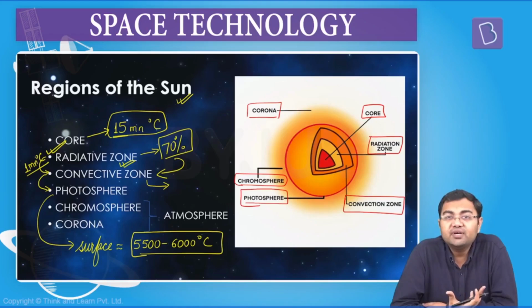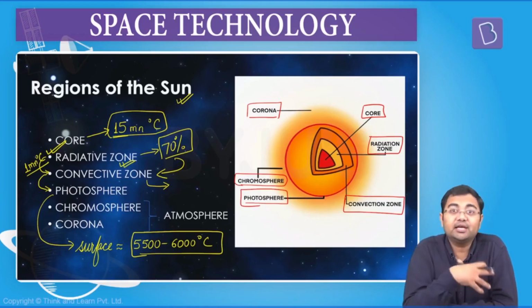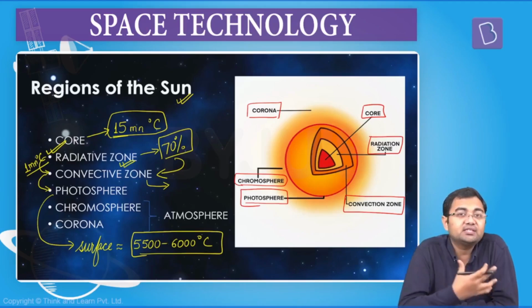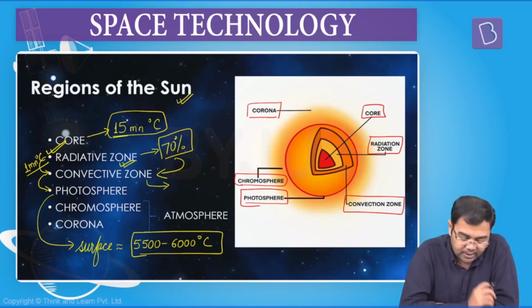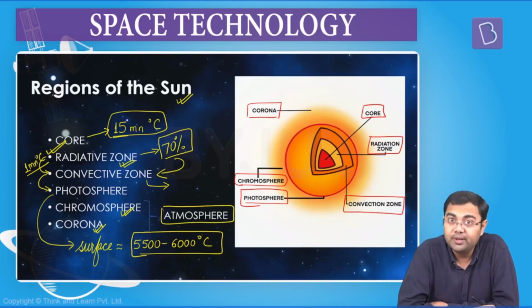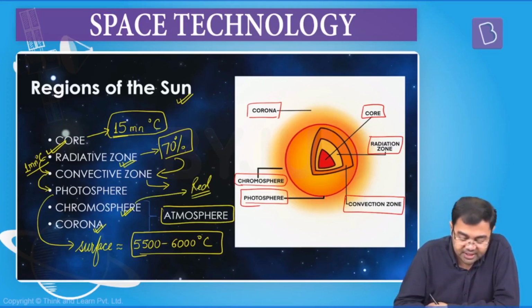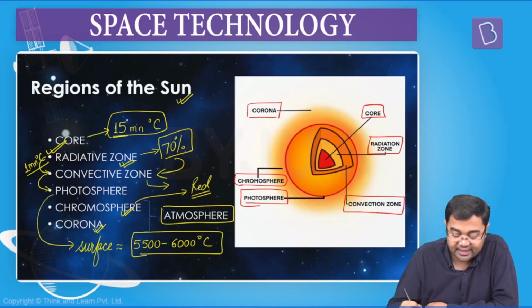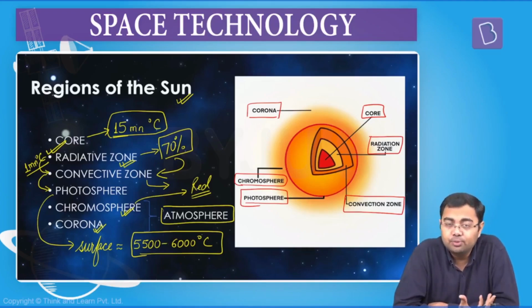Photosphere. So photosphere is what you see as the sun. The yellow colored sun that we see, this is nothing but the photosphere. Now, after that, we come to the atmosphere of the sun, where you have two parts, chromosphere and corona. So chromosphere is reddish in color. As you can see, the red ring that you see in the picture, this is the chromosphere.